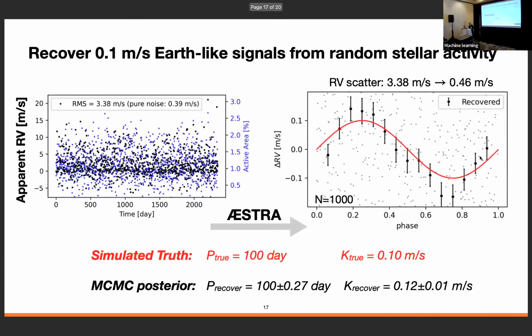So here, I'm just showing how this performs on a simulated data set. On the left-hand side, I'm showing the apparent radial velocity just randomly scattering because I injected some white noise into the star. And on the right-hand side, I'm showing how Astra successfully recovers the signal in a very beautiful way. The RV scatter has been reduced to a limit where it's only due to photon noise. We also performed an MCMC sampling to retrieve the parameters. The retrieval seems to be pretty satisfying to me.